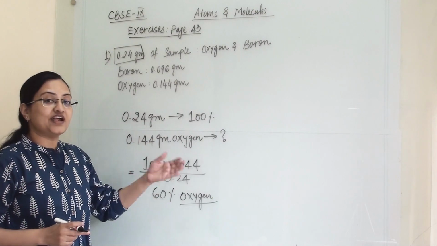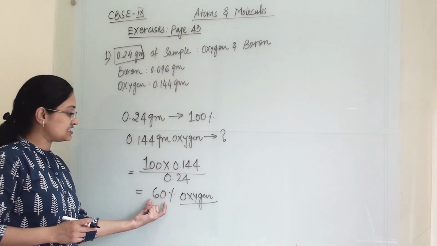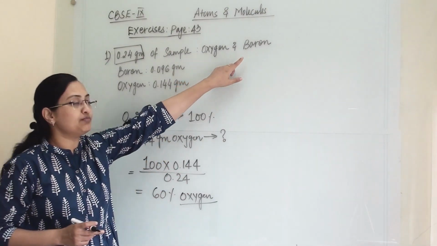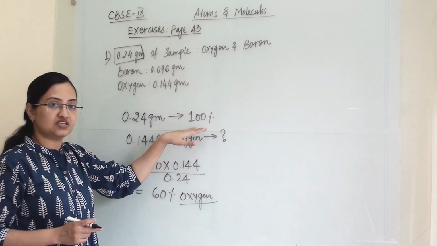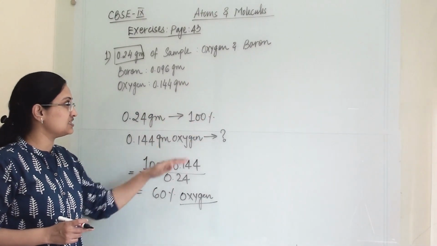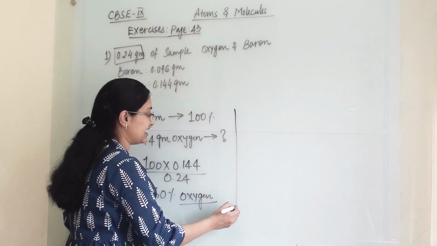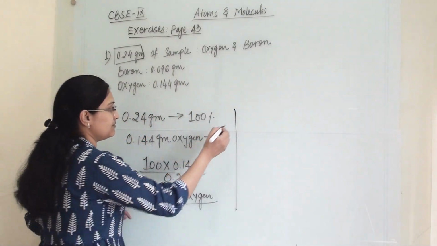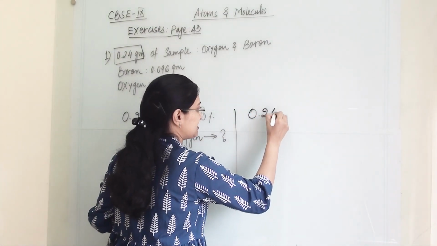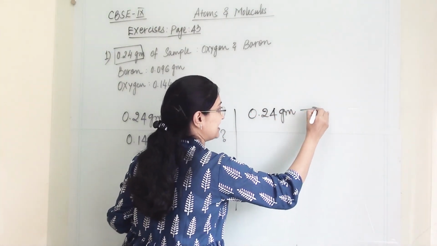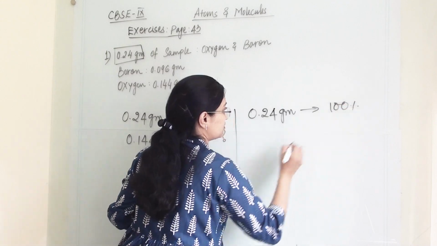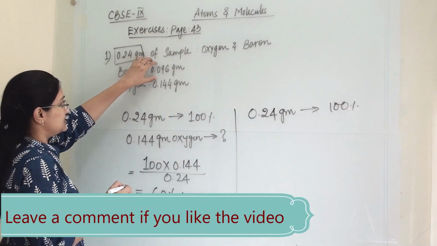Now we can write directly that if this is 60%, then the remaining 40% is boron because percentage is always 100. But we have to calculate and show. So the same way, what is the total sample weight? 0.24 gram, and that is 100%. So what is the weight of boron?